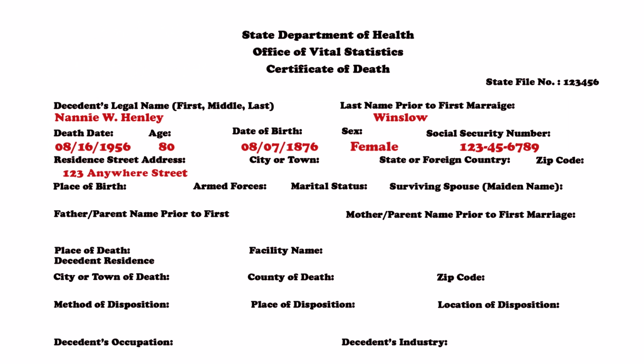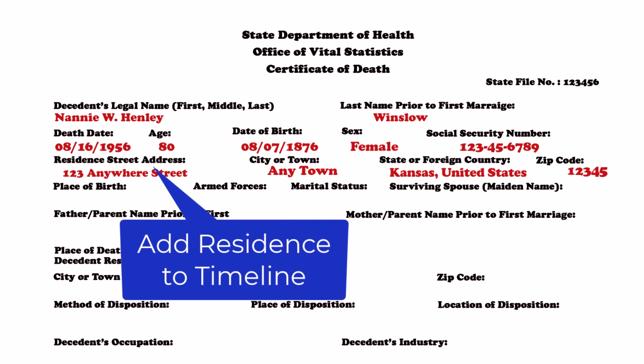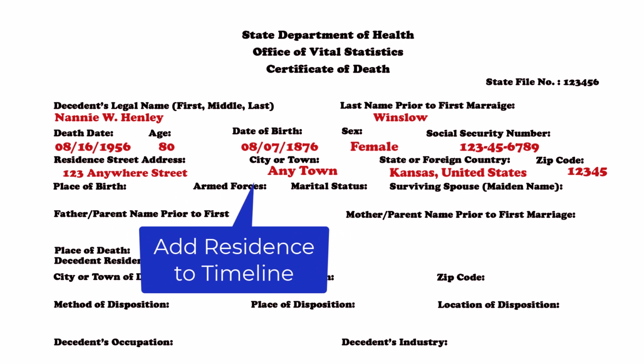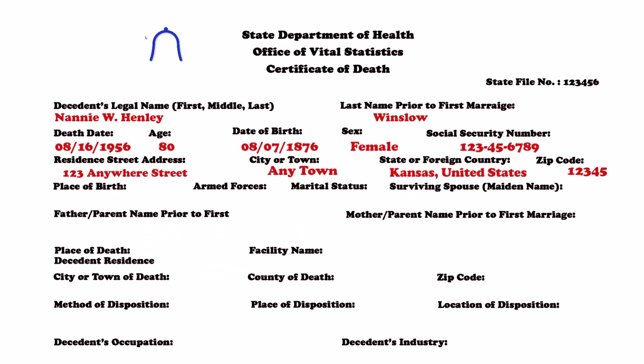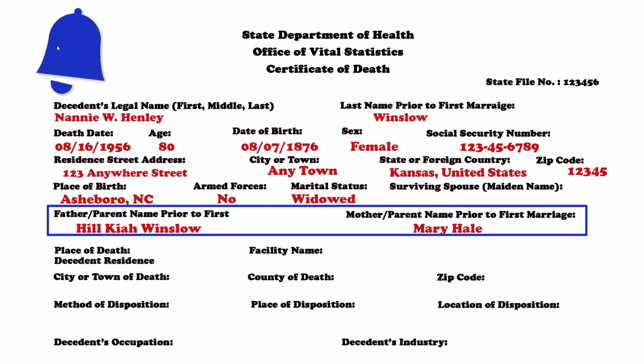Next up is the address. You can take this address and put it in your research notes and in your timeline. So if you're on Ancestry, take that information and add it as a fact for residency on your timeline. Now, if you're lucky enough, you'll find birth information and whether they were in the armed forces. In this case, she wasn't. She was widowed. If there was a surviving spouse, if this was a male, you might see a female's maiden name here. Now, this is where we're getting some cool information. Bingo! We're getting the parents' information, the father and the mother.